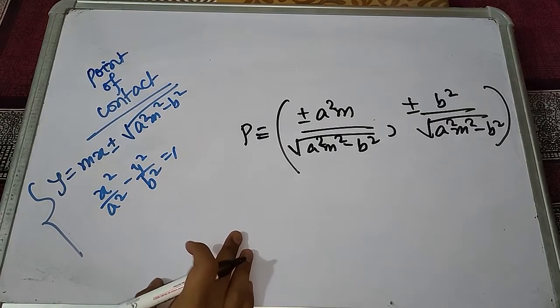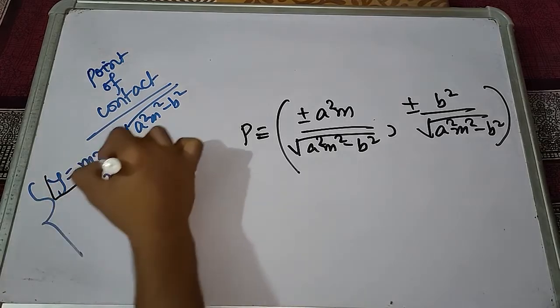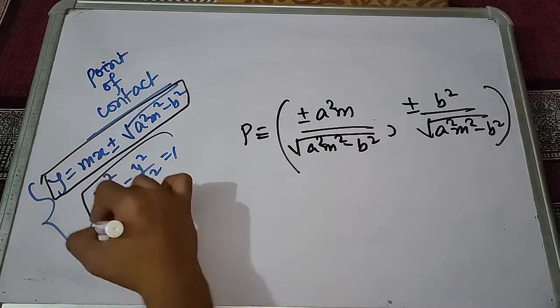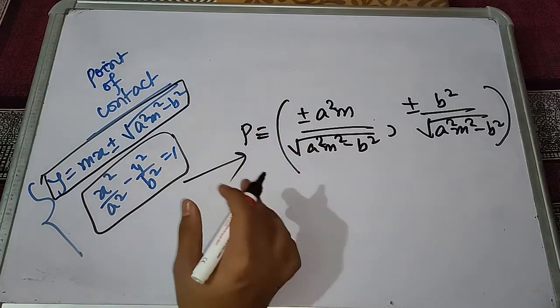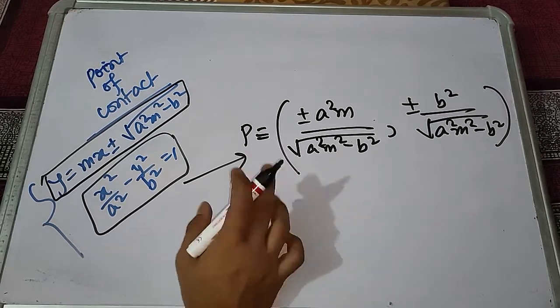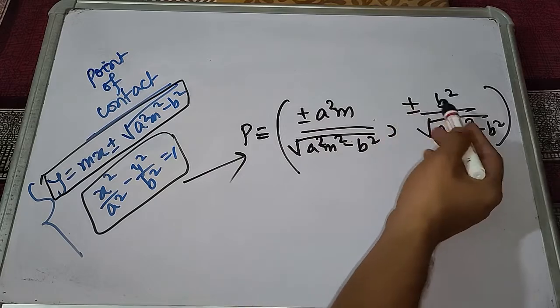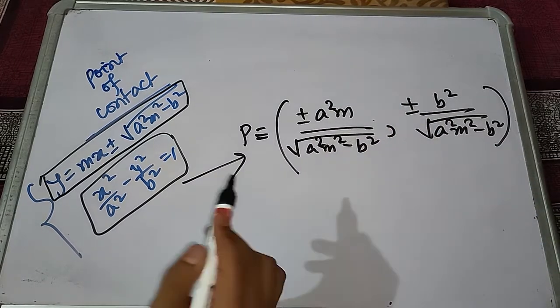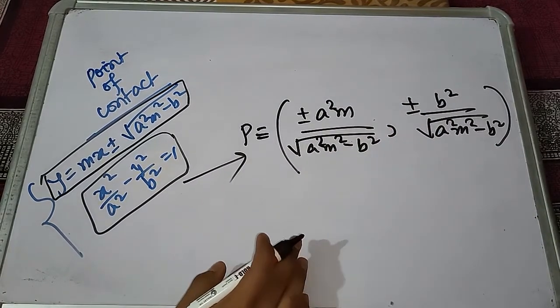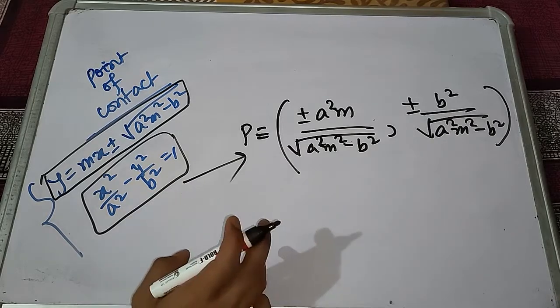Now this is the point of contact of this natural equation of tangent with this hyperbola, this point P: plus minus a square m by root under a square m square minus b square, and plus minus b square by under root a square m square minus b square. Okay. So why am I not deriving this? Because I have derived it in the ellipse part.